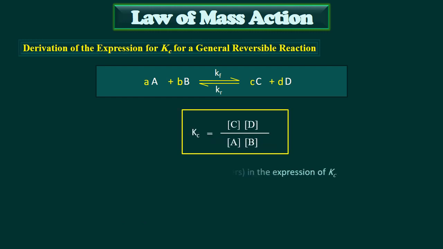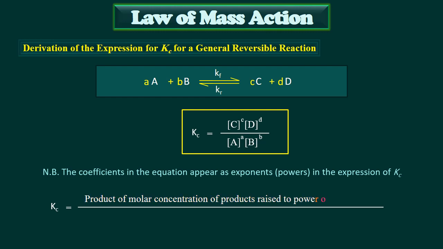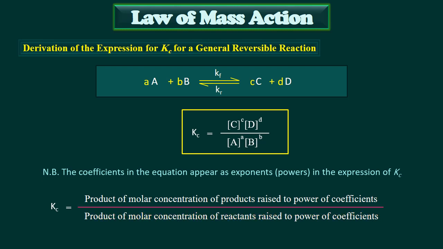So students, note that the coefficients in the equation of each substance appear as their respective exponents or powers in the expression of Kc. Let us now define Kc in a comprehensive manner. You see, Kc is the ratio of product of molar concentration of products raised to power of coefficients to the product of molar concentration of reactants raised to power of coefficients.